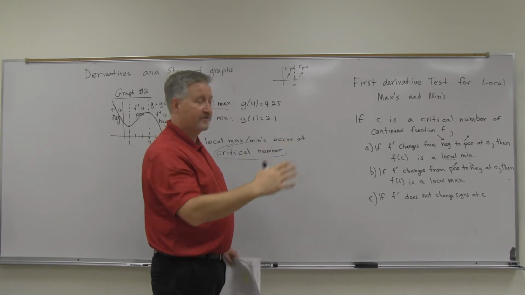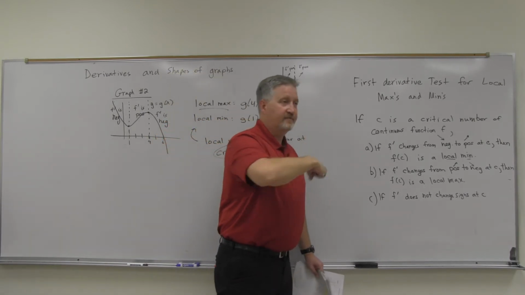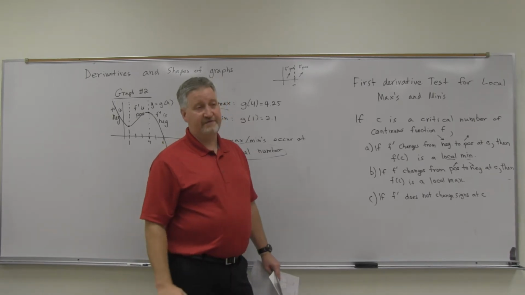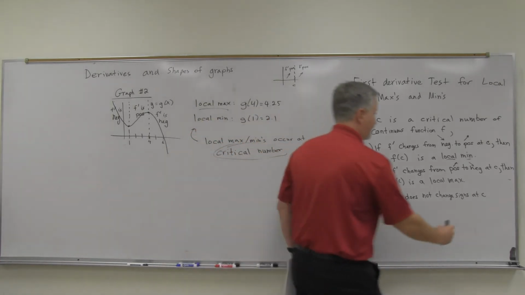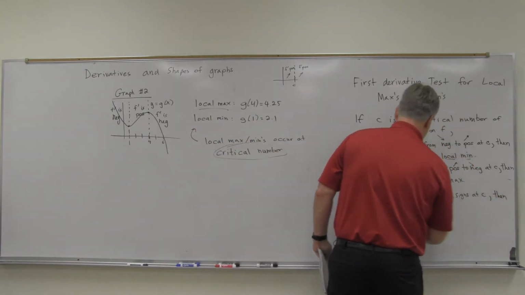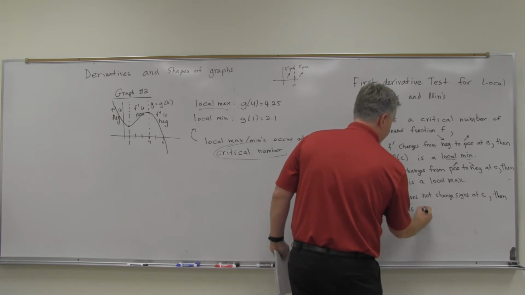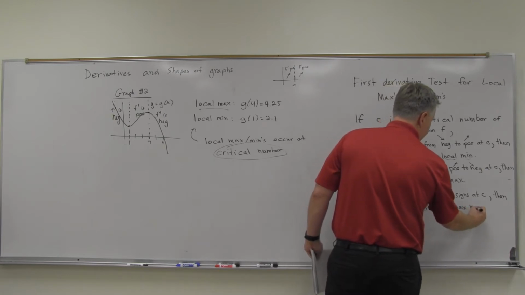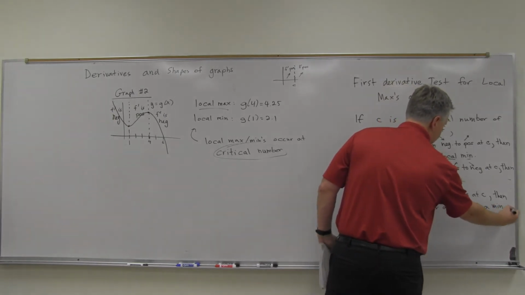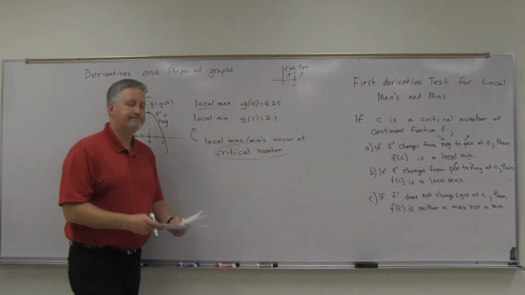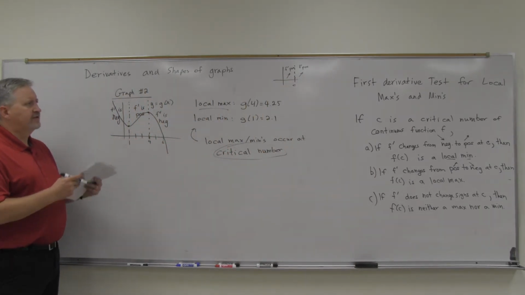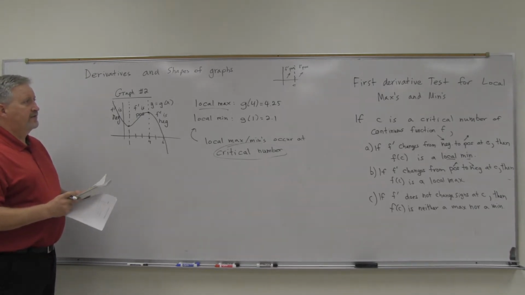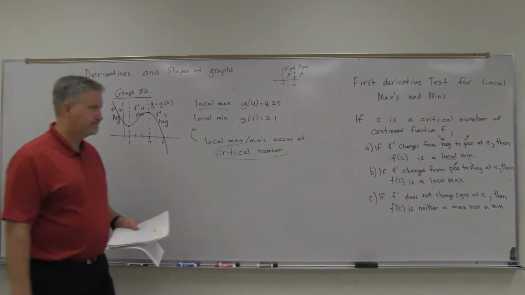There's neither a max nor a min there. Same thing for decreasing on both sides. If f prime is not changing signs, f of C is neither a local max nor a local min. You got neither one of those, okay? And that can happen. I'll show you one in particular in just a second, okay? So that's the first derivative test.